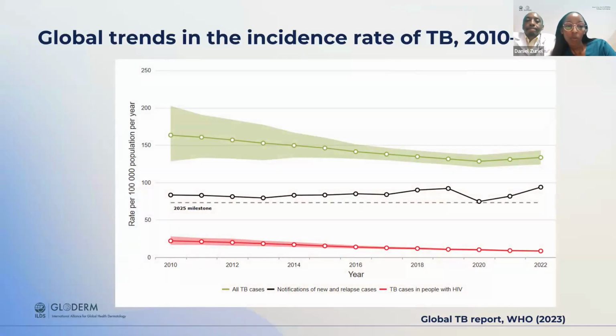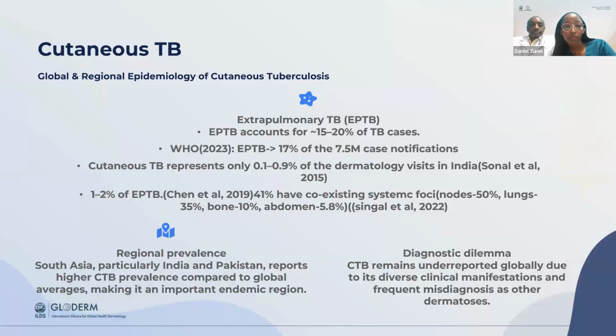Again, you can see the rate per 100,000 people per year. We can see here that the incidence had gone down. It was between 120 to 210 in 2010. The minimum was recorded in 2019, where the incidence was between 125 to 140, and it has almost remained steady after 2019. But the number of cases have been reported to increase in the past 3 to 4 years.